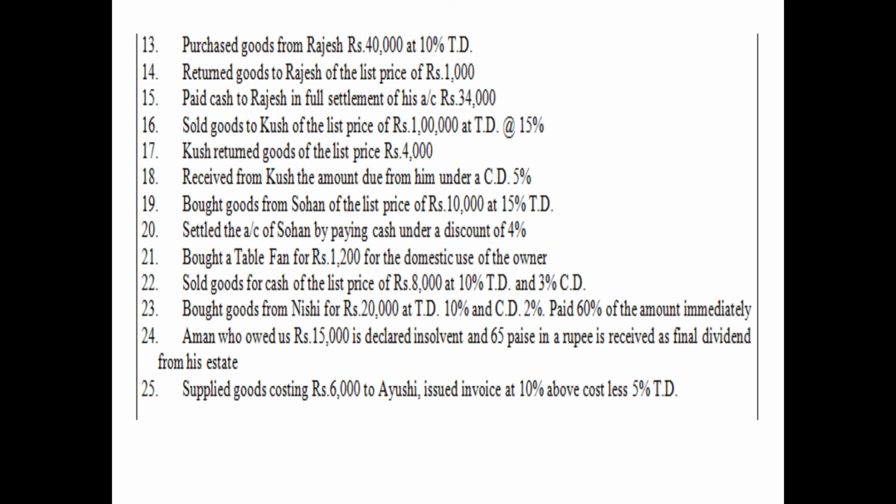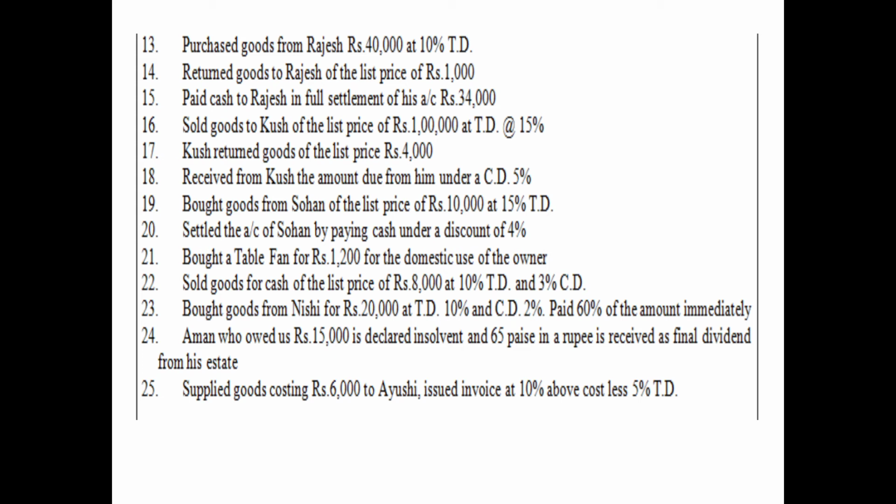The next transaction, number 16th, sold goods to Kush of the list price rupees 1 lakh at trade discount 15%. Now the same thing is here, but this is a case of credit sales. So the entry will be Kush debited to sales account 1 lakh minus 15%. 15% of 1 lakh is 15,000. So 1 lakh minus 15,000, that means 85,000. So the entry for this will be Kush debited 85,000 to sales account 85,000.